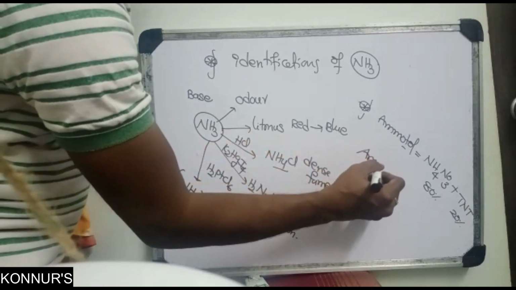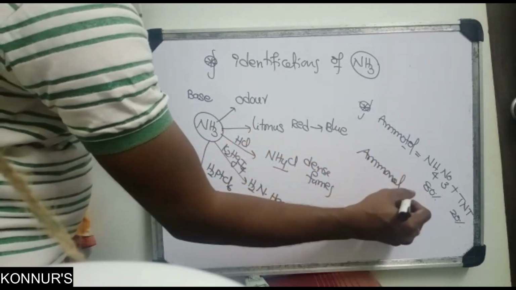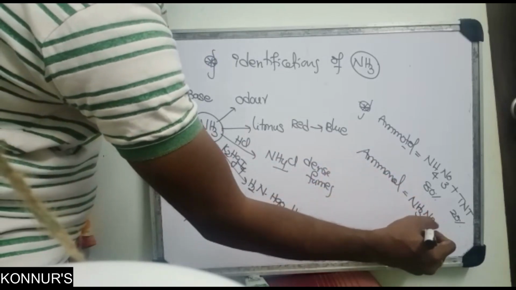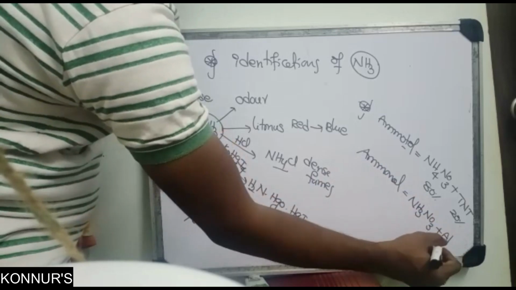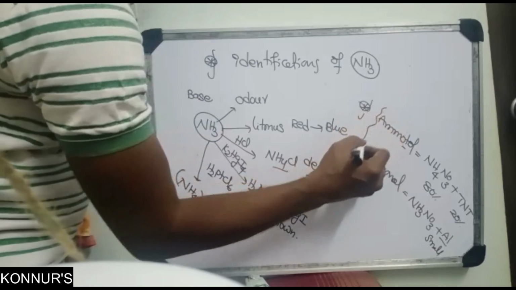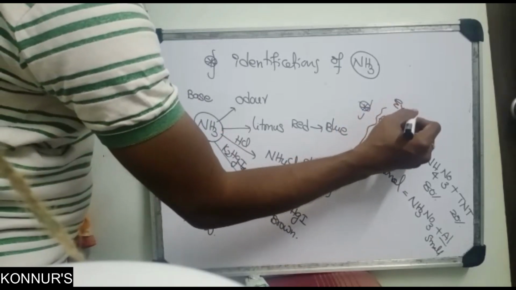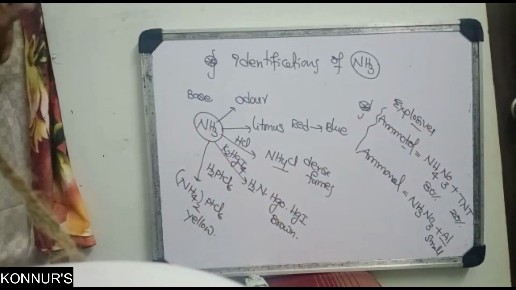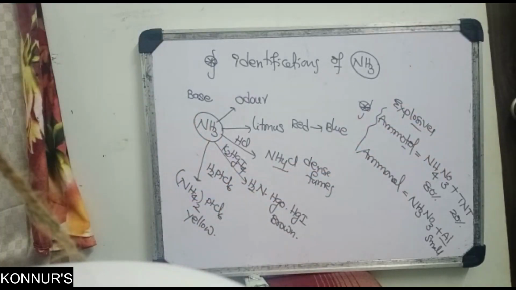Next, ammonal. Ammo means ammonium nitrate plus aluminium. Aluminium is a small amount. So these two are used as explosives. So ammotol and ammonal, two important ones.